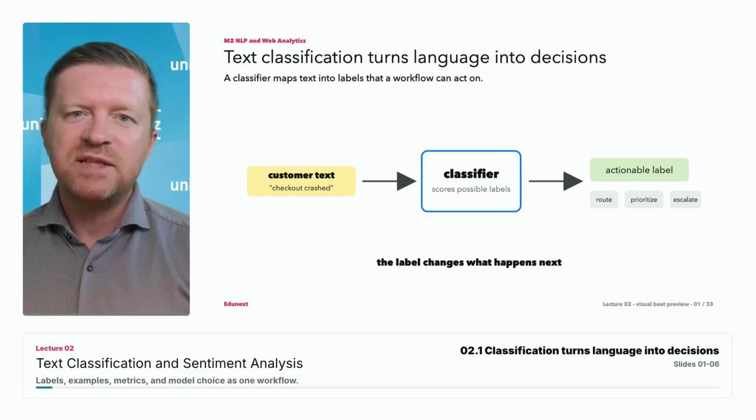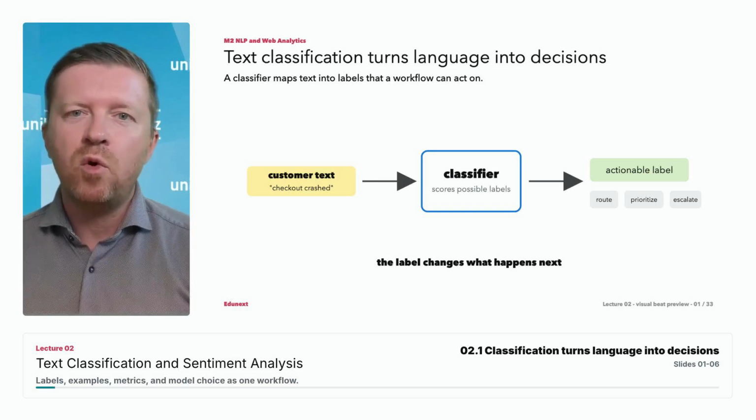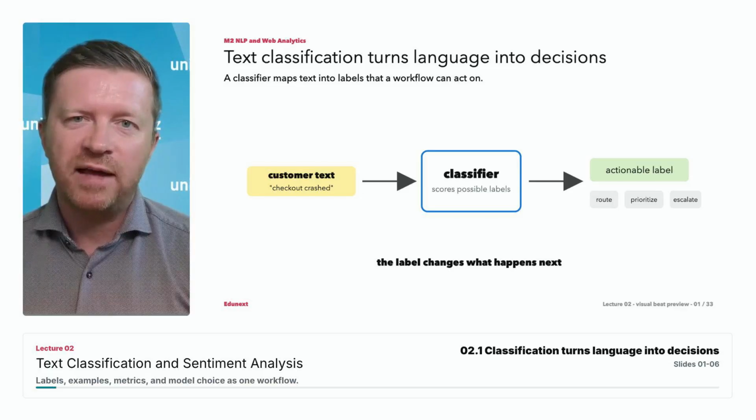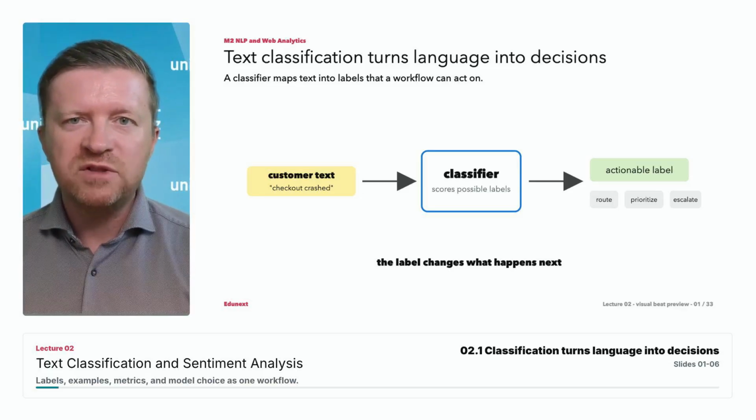The key idea is simple. We take a piece of text and we assign it to one or more labels that we have already defined. But the important point is not just the label. The important point is what the label allows the system to do next.